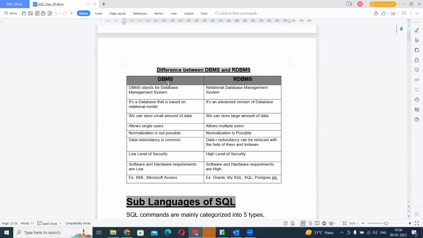A few examples for DBMS are XML and Microsoft Access. And RDBMS are the databases we use, that is Oracle, Postgres, MySQL. All the databases which we use fall into the category of RDBMS. The simple thing is, in RDBMS, we have data in the form of tables.